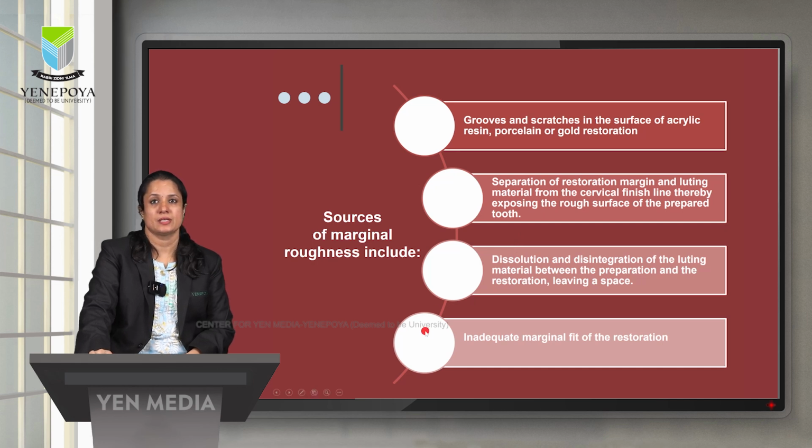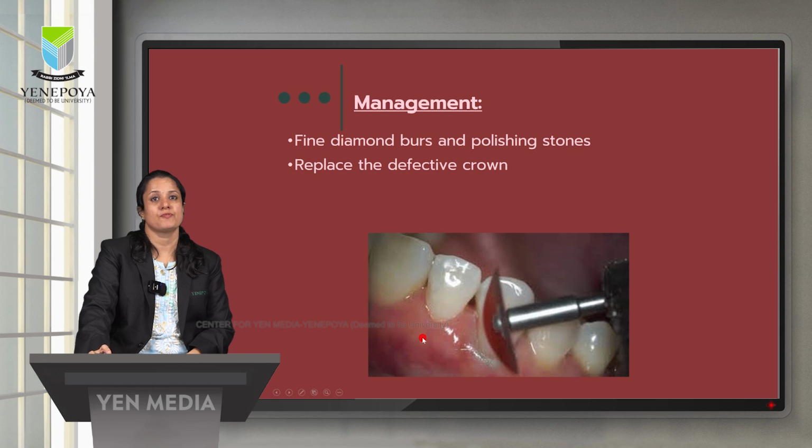And how can we correct it? Minor corrections can be done using fine diamond burrs and polishing stones. But if the roughness is too much, we will have to replace the defective crown with a new crown.